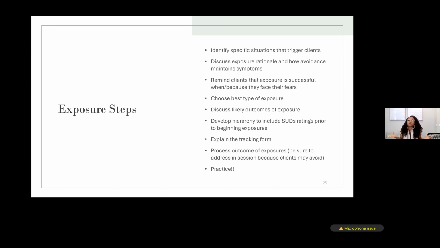A client can't just expose themselves once. They have to expose themselves over and over and over again until they really get to the place where their SUDS levels are actually super low. Or hopefully that the experience is kind of boring to them. So it's like no distress at all.